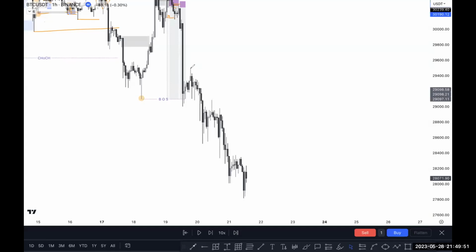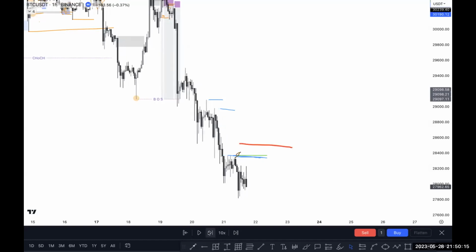Right now, you can see so many inducements here, and now here, and again a shift at this point. Correct, exactly. So basically, we can take entry after taking out this one. So you have to wait for it to at least take out the inducement. Let's see what happening here.